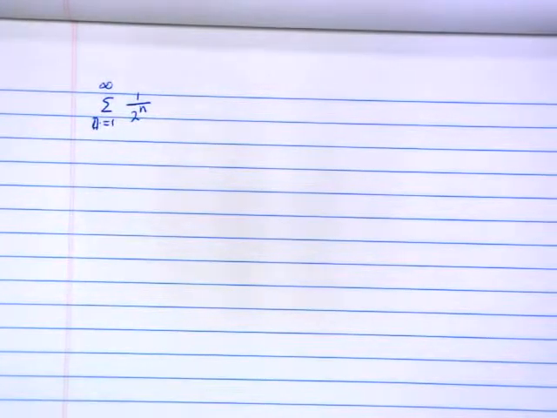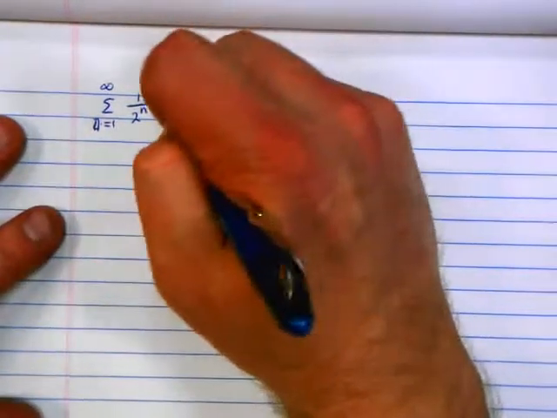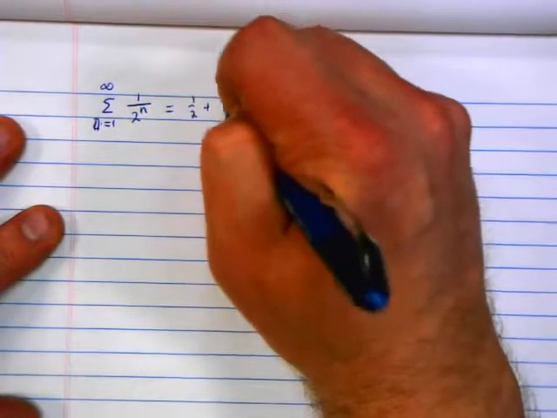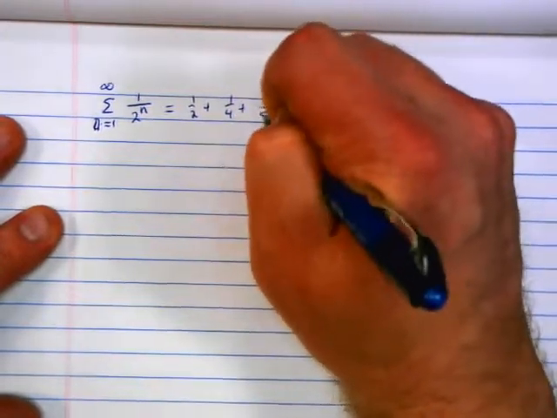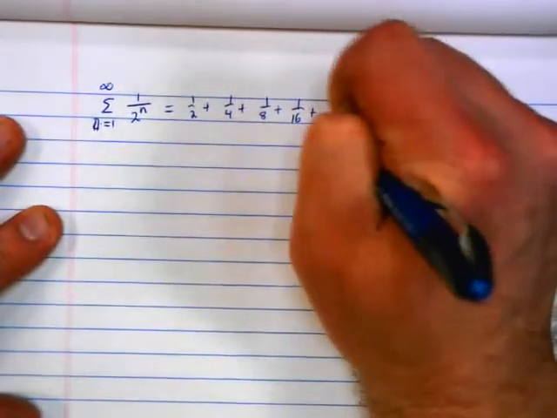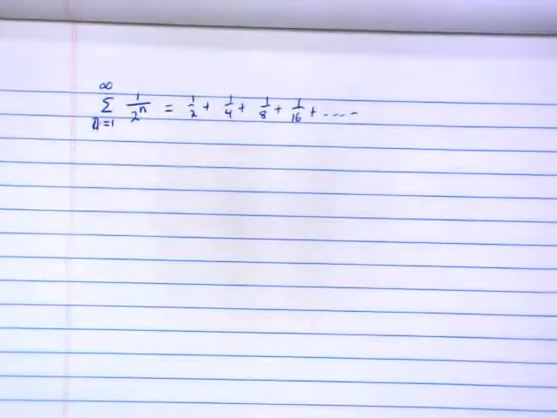So consider this series, the sum from n equals 1 to infinity of 1 over 2 to the n. That would be 1/2 plus 1/4 plus 1/8 plus 1/16 plus, we keep going forever and ever and ever. Does that converge? What's it converge to?